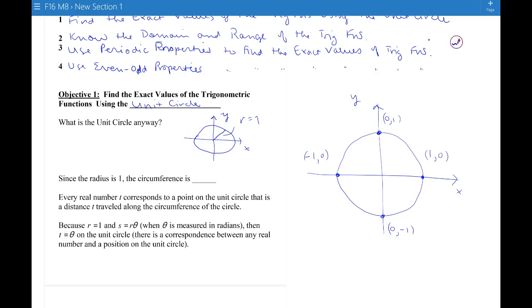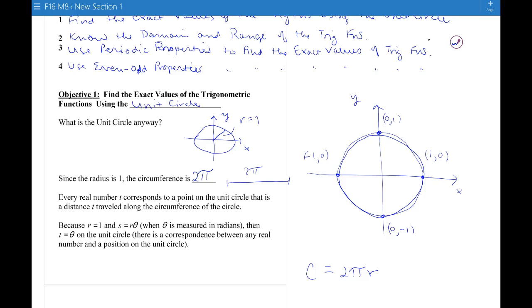Since the radius is 1, the circumference is 2 pi r. That's the formula. So since the radius is 1, the circumference is 2 pi. That means all the way around this circle, if I took a string and wrapped it around this circle and then laid it out flat, it would have a length of 2 pi exactly.